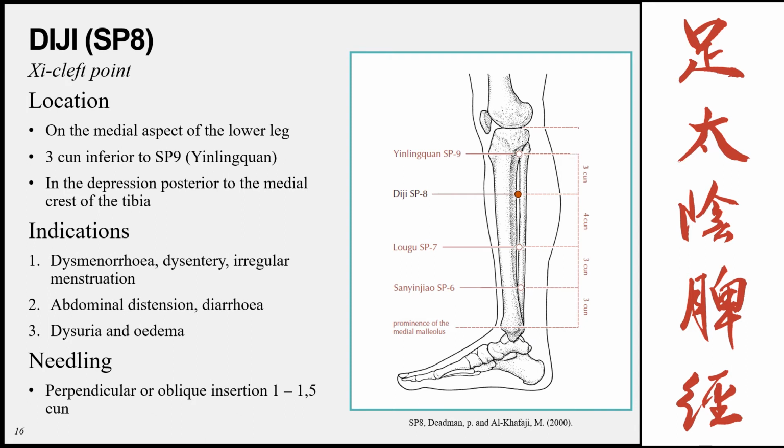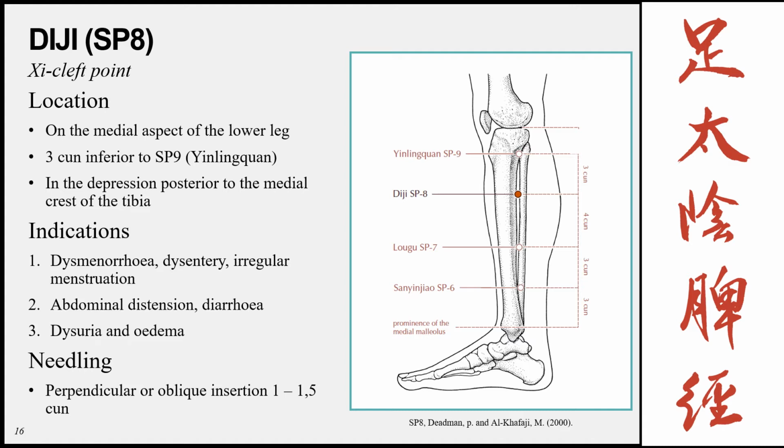Our next point is Diji, spleen 8. This is the xi cleft point of the meridian. It is located on the medial aspect of the lower leg, 3 tsun inferior to spleen 9, in the depression posterior to the medial crest of the tibia.